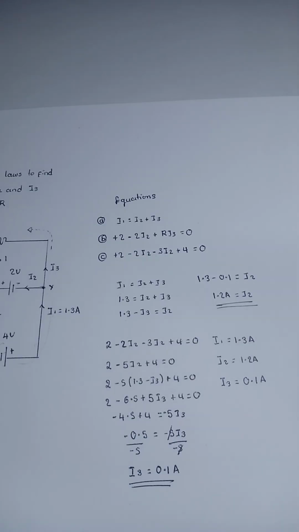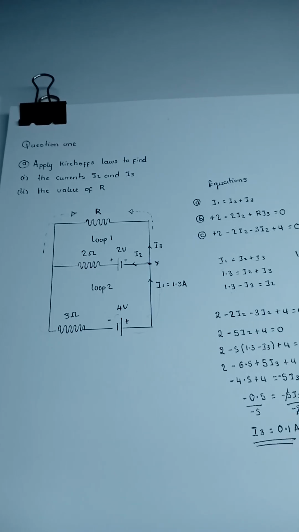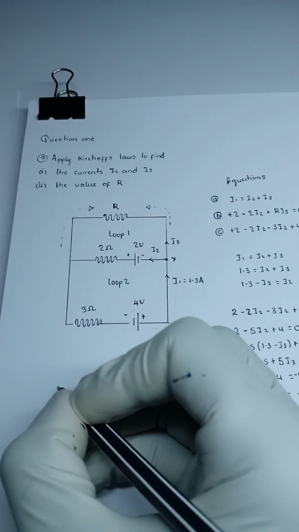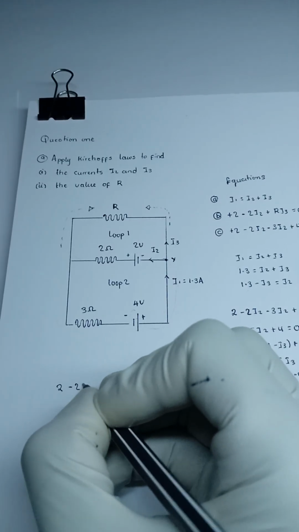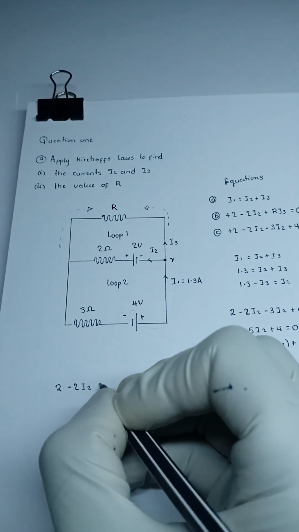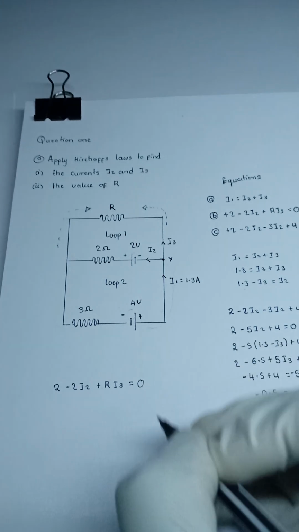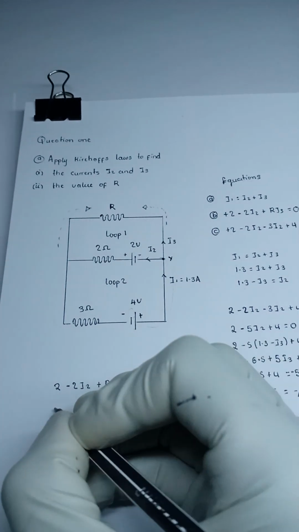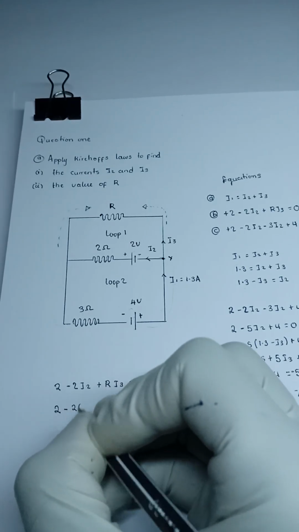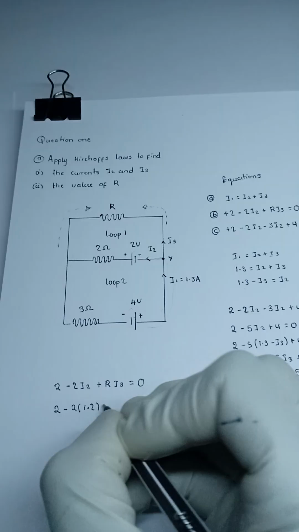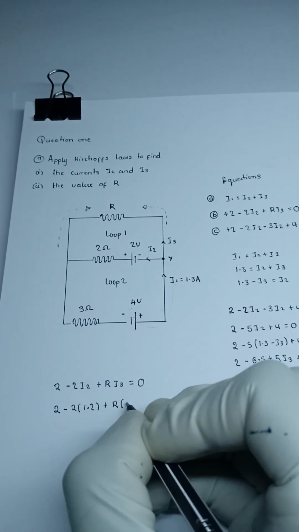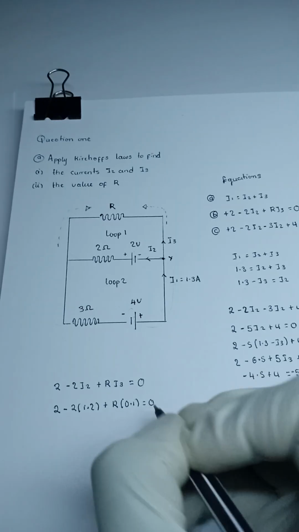The only thing left now is to find the value of R, the R resistor. To find R, we are going to use the equation that has the R resistor, which is the B equation. So it's 2 minus 2I2 plus R times I3, and this is equal to 0. Now we have 2 minus 2 times our I2, which is 1.2, plus R times our I3, which is 0.1. This is equal to 0.